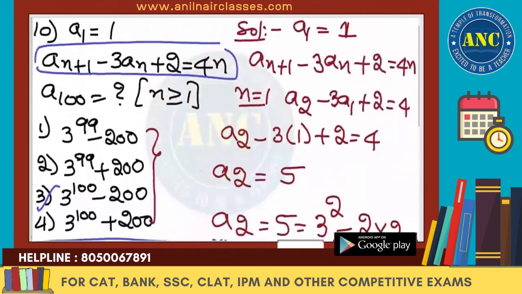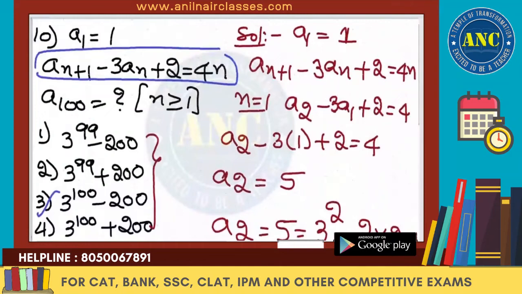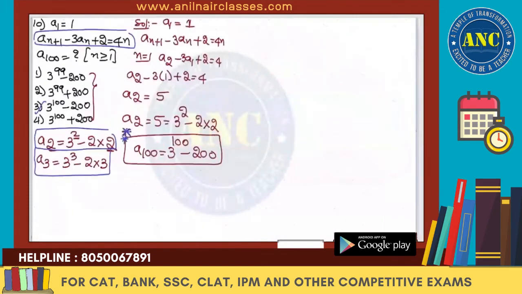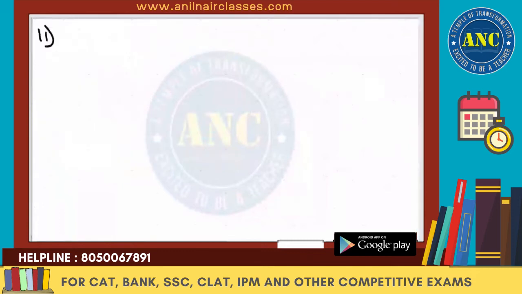I hope the logic is clear. 10th one, a100 is 3 power 100 minus 200. Once you understand, these are all very, very easy questions. Now the 11th question.